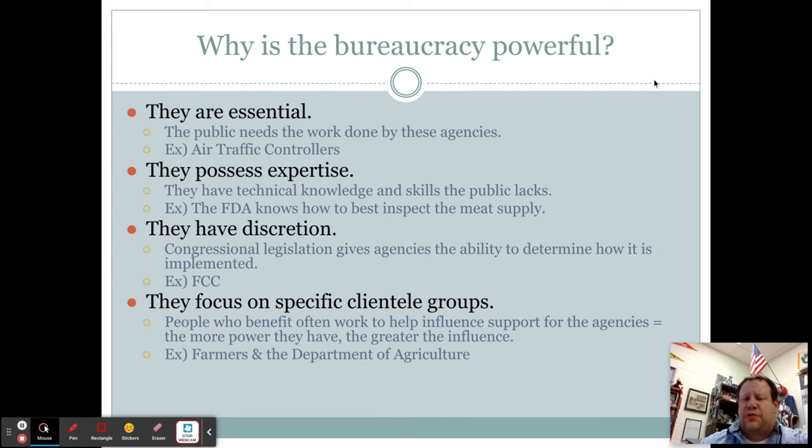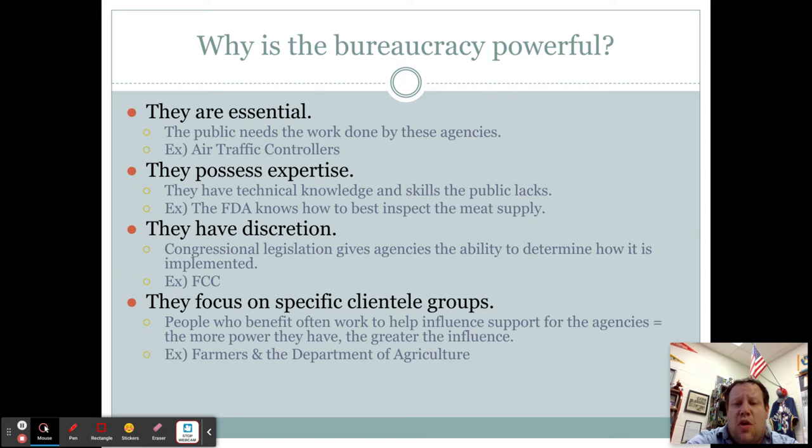So why do we need these? Why are these very powerful positions to have? Number one is that they're very essential, right? The public needs the work done by them. If the Social Security Administration doesn't do their job, people don't get their checks. If the IRS doesn't collect taxes, we have no money. If the FAA doesn't have air traffic controllers, planes crash. That kind of situation. They also have knowledge and expertise that we don't have.